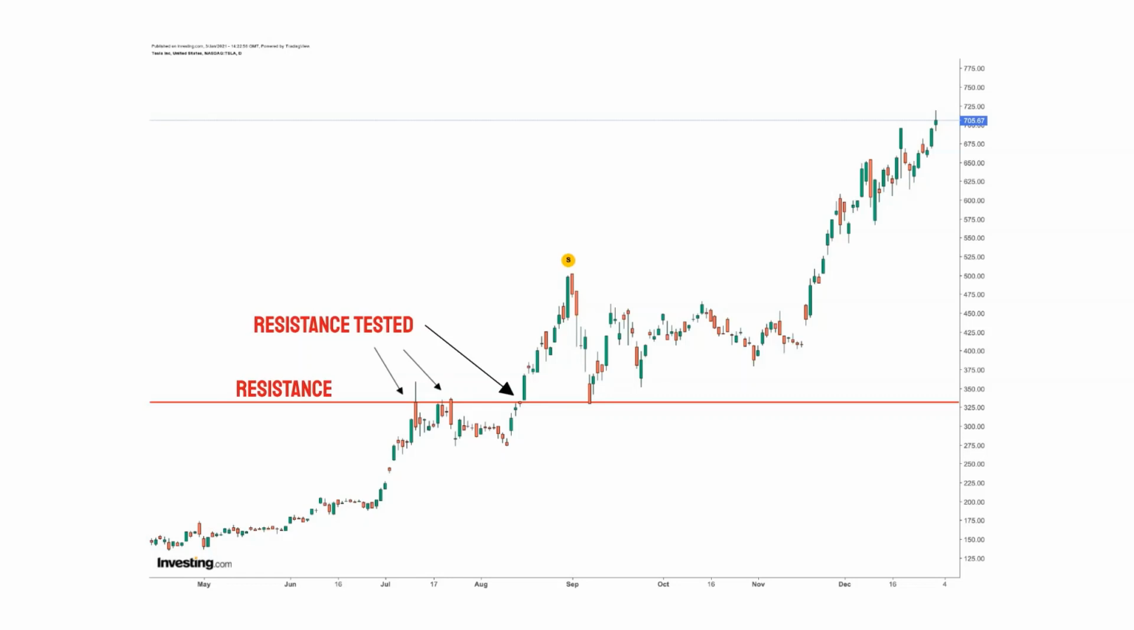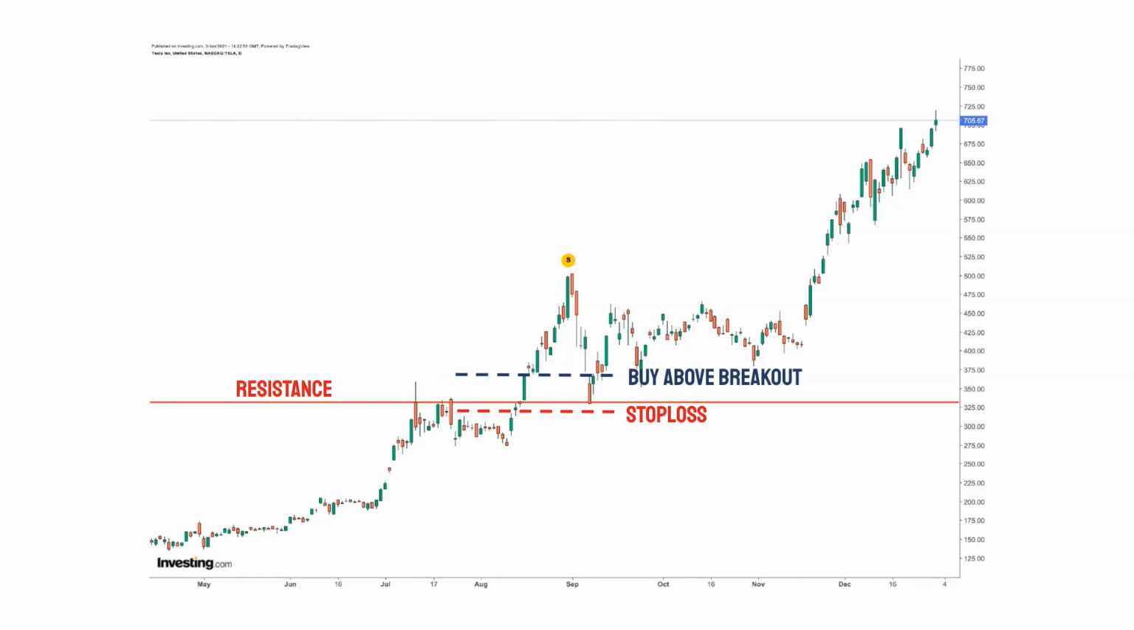But if the resistance level is being tested multiple times, it is becoming weak. It is most likely to be broken. If the stock breaks the resistance, it is a buy signal. One should look for a buying opportunity above the breakout price. Stop loss is to be placed below the resistance level. Beginners can book the profit at 2 to 3 times the stop loss.